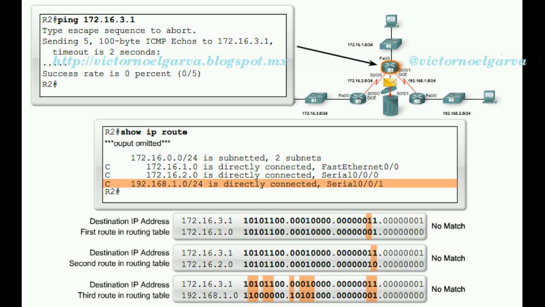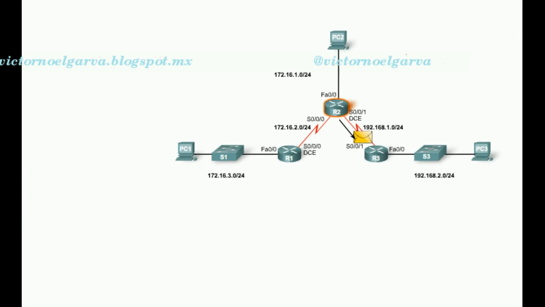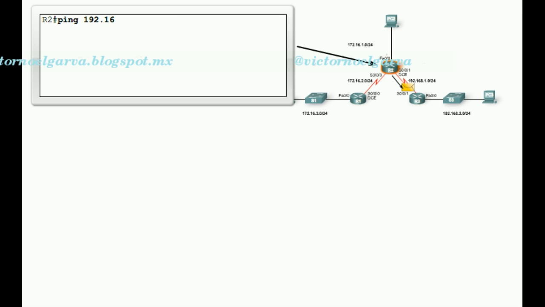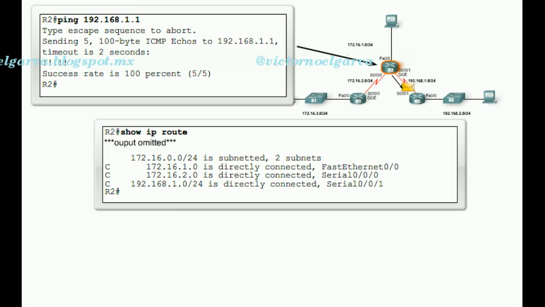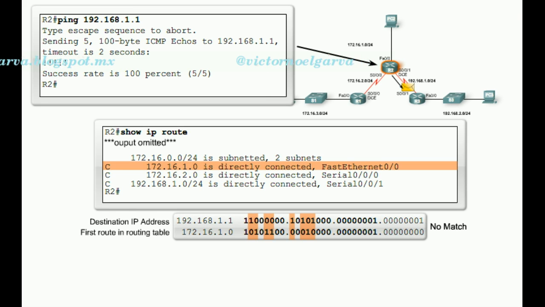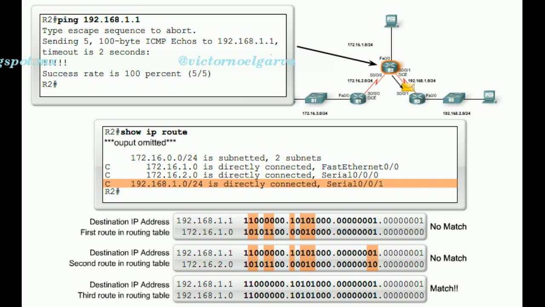The router makes its forwarding decision at Layer 3, a best effort to forward the packet, but it makes no guarantees. Let's look at the second animation to see what happens if the router R2 pings the 192.168.1.1 interface on router R3. This time the ping succeeds. It is successful because R2 has a route in its routing table that matches 192.168.1.1, which is the ping packet's destination IP address.